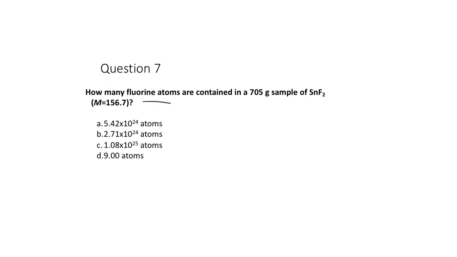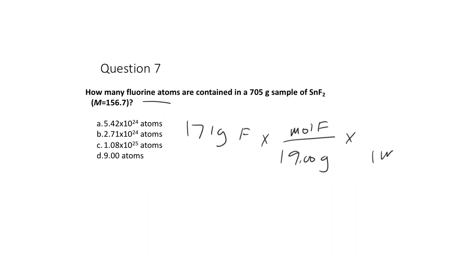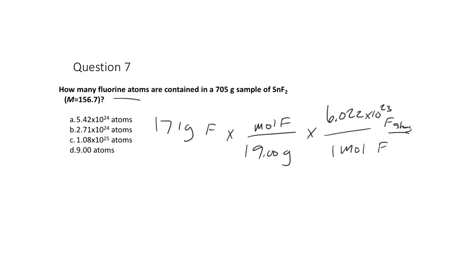Now, how many total fluorine atoms are present in that previous sample that we were working with? Well, we had 171 grams of F. We can just go back to moles. And then 1 mole of F would be 6.022 times 10 to the 23 F atoms, so just using Avogadro's number, 171 divided by 19.00 times 6.022 times 10 to the 23 is going to be 5.42 times 10 to the 24.